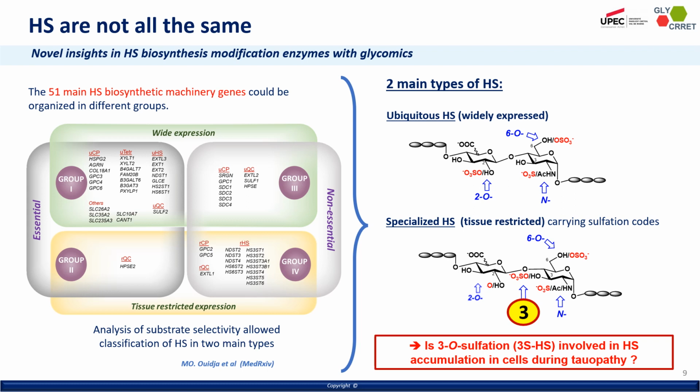We can also have genes which we can cluster as essential genes, and genes which are non-essential. In fact, there are two main types of heparan sulfate. We can have ubiquitous heparan sulfate, which is widely expressed, and we can have specialized heparan sulfates, which are tissue restricted and carry specific sulfation codes, including the 3-O sulfation. So within this, we asked whether 3-O sulfation, or 3-OS HS, can be involved in heparan sulfate accumulation in cells during tauopathy.